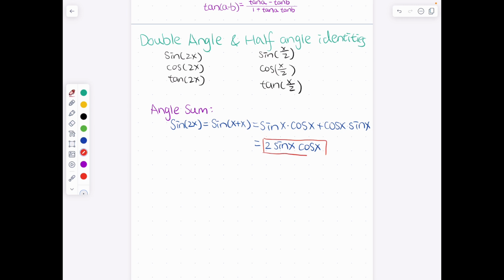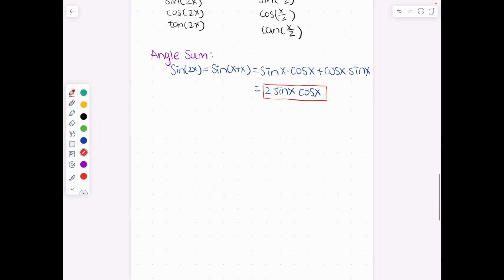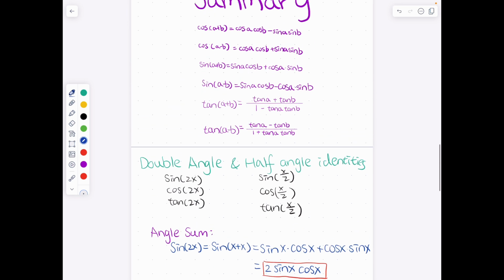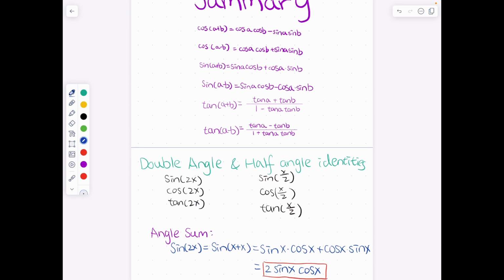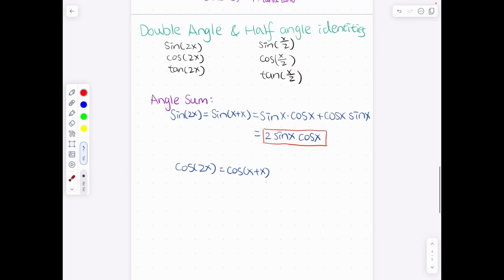All right, and let's continue. Cosine of 2x is equal to cosine of x plus x. And what is that equal to? So let's just double check. It is equal to cosine of A cosine of B minus sine of A sine of B.